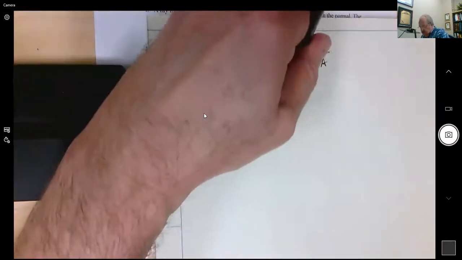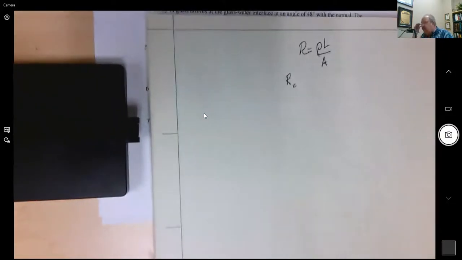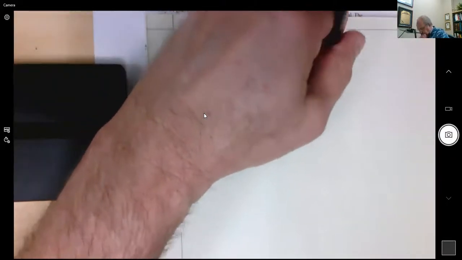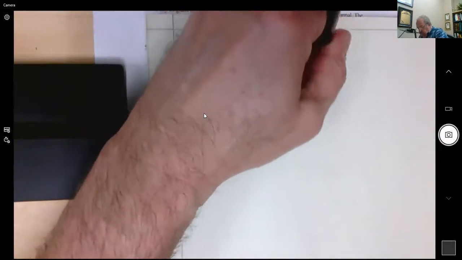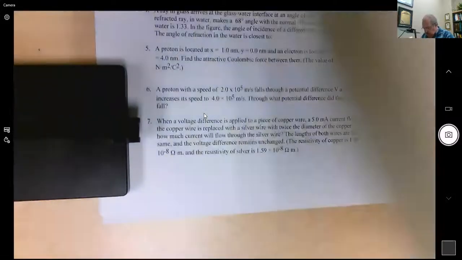So for R for copper, resistance for copper, that's just equal to resistivity 1.68 times 10 to the negative 8 ohm meters. The length we don't know, so we'll just leave that as L. And the area we know for the copper wire, we'll just call A.